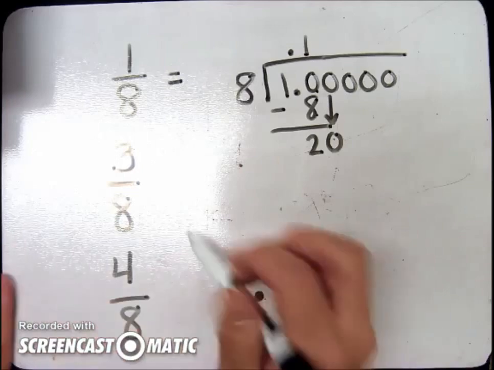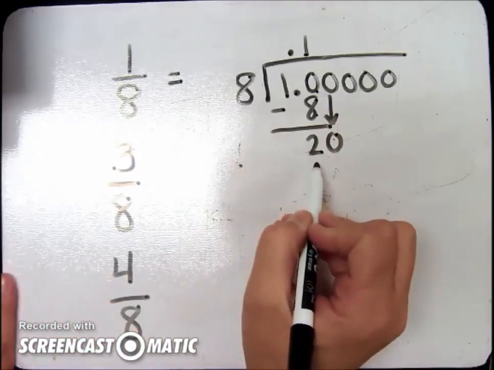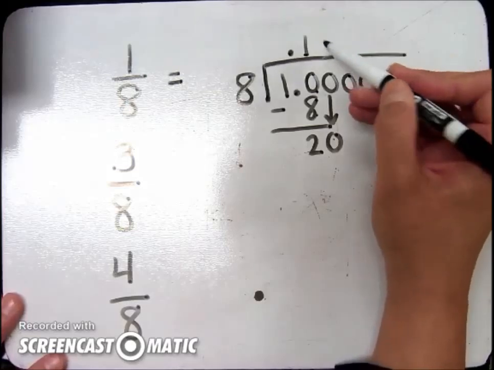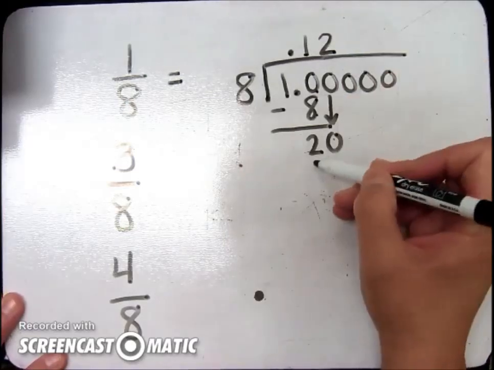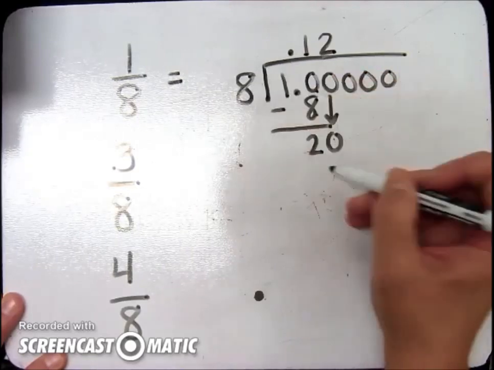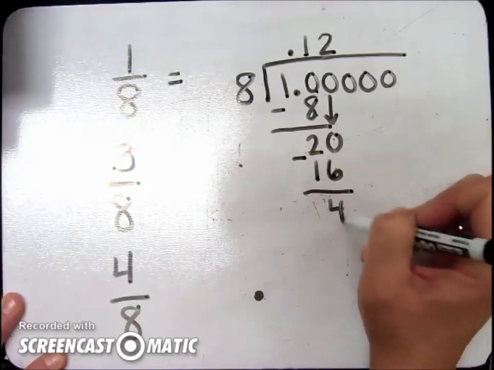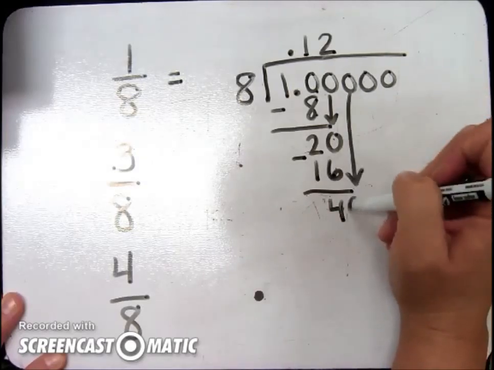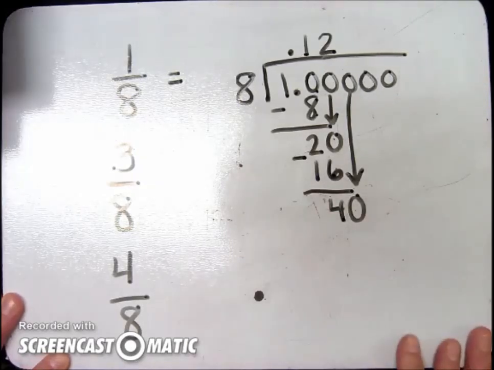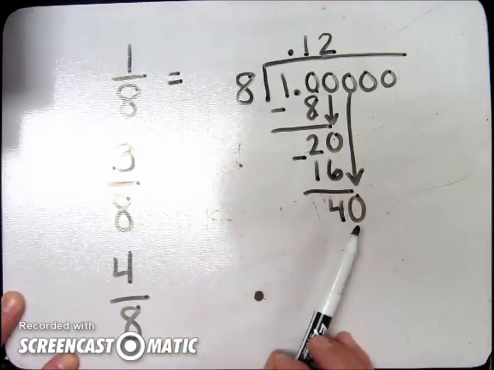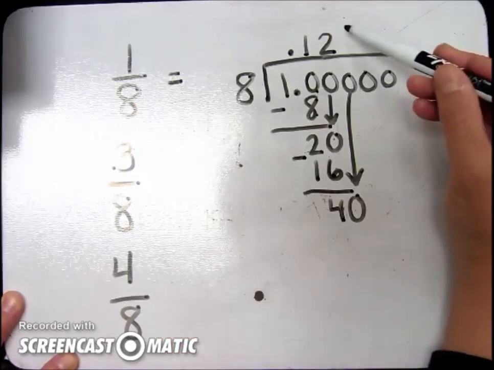So now I do something times 8 is 20. Well, nothing times 8 is 20, but 8 times 2 is 16. So I put the 16 here and I subtract. And I get 4, and I bring down a 0. So division is just repeated subtraction. We just subtract off pieces at a time.